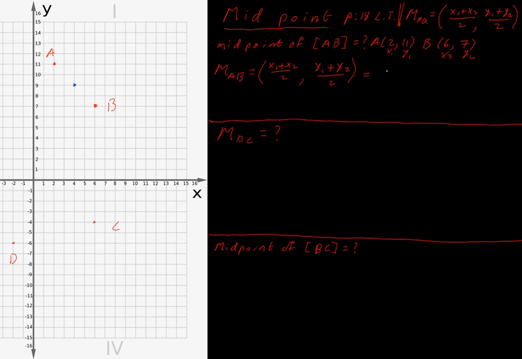So let's put this into our formula. And we have x1 is 2 plus 6 all over 2, comma, 11 plus 7 all over 2. And I can put this into my calculator, but a little bit of simplifying would be a good idea. So I end up with 8 all over 2 and 18 all over 2. And I put that into my calculator and I get 4 and 9.